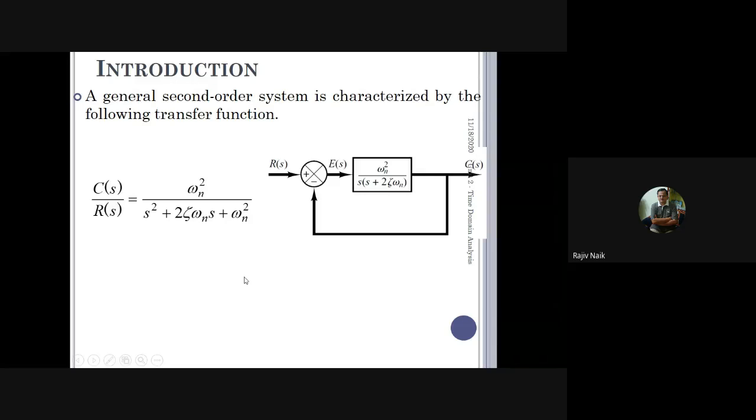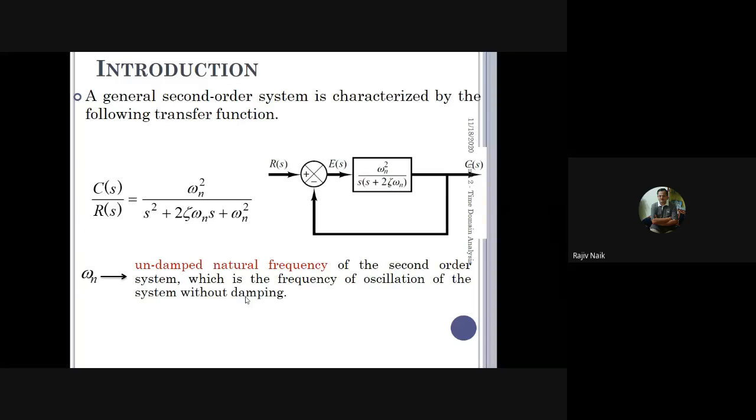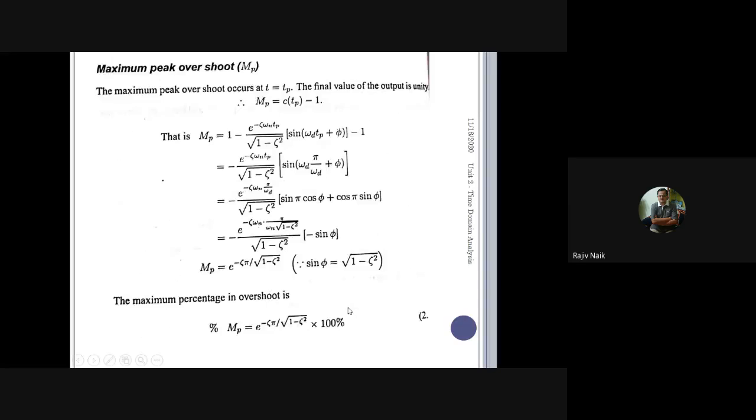So here, this is our standard second order system. This sine phi is root of 1 minus zeta square. That is taken. Sine phi is root of 1 minus zeta square. That you remember.